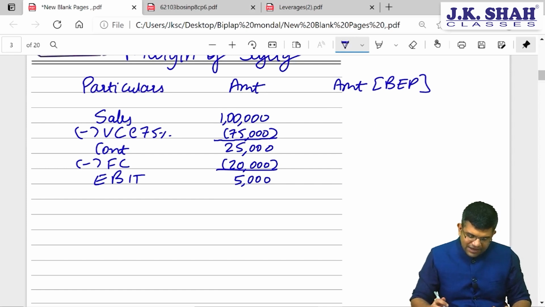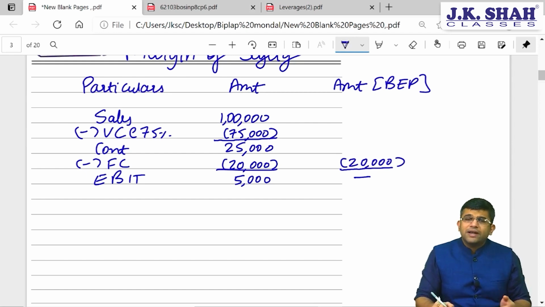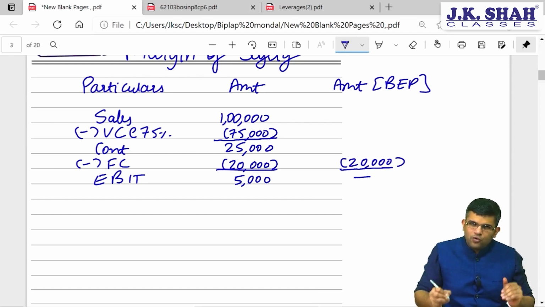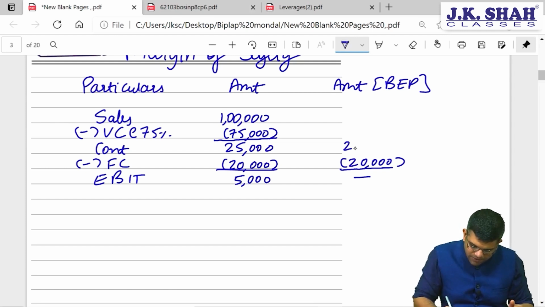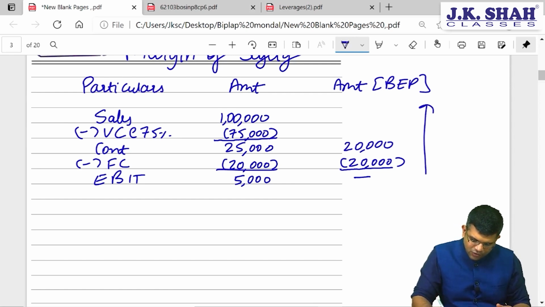So children, let's try to search that. We'll go upstairs, okay? Reverse we will go. So we want EBIT to be zero. Fixed cost, of course, will remain fixed at 20,000. So children, at a fixed cost of 20,000, if you want EBIT to be zero, do you realize your contribution should be rupees 20,000? Everybody clear till here? We're going upstairs, right? Reverse we are going.